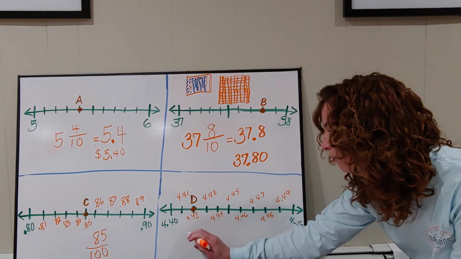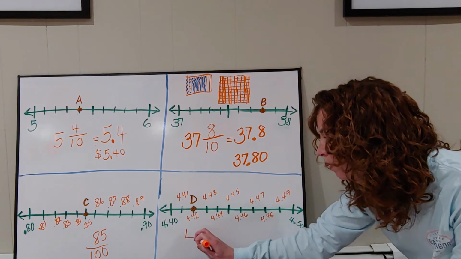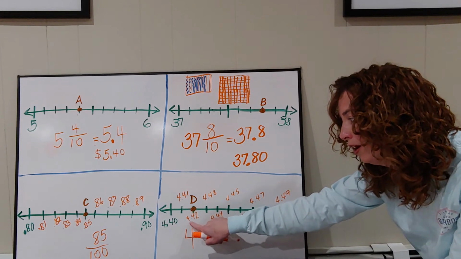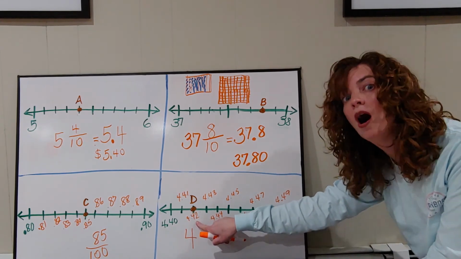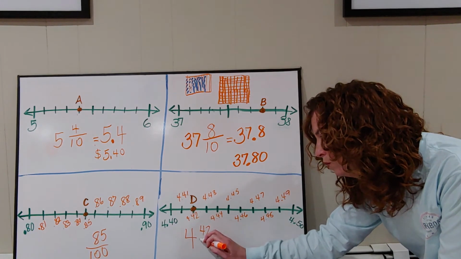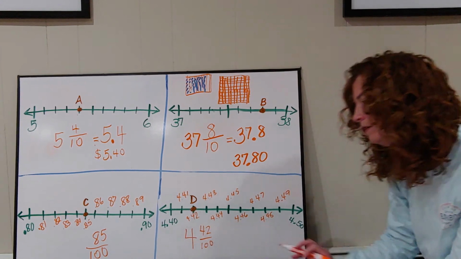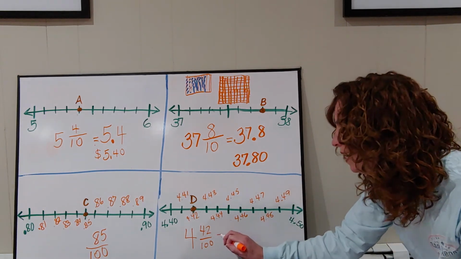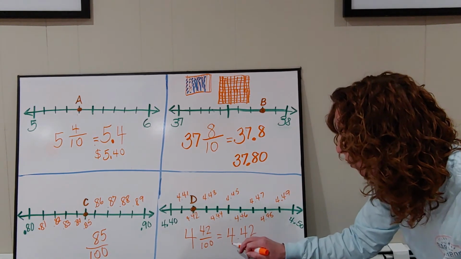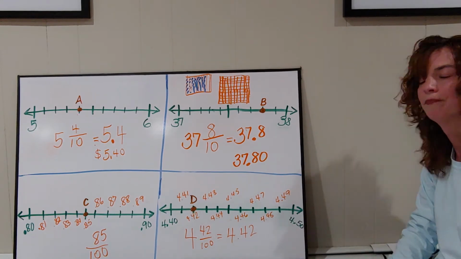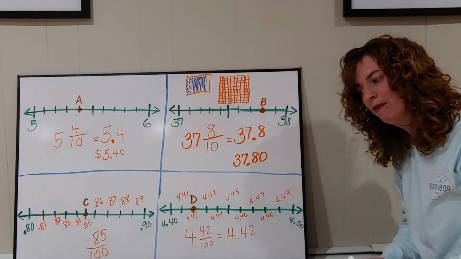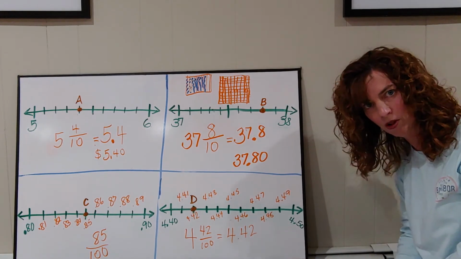If we were to write this as a fraction, we'd have a whole number 4. And then remember it says 4 and 42 hundredths. So we're going to write 42 hundredths. All right, is the same as 4 and 42 hundredths. Alrighty, so this is lesson 12-2 from Envisions, fractions and decimals on a number line.